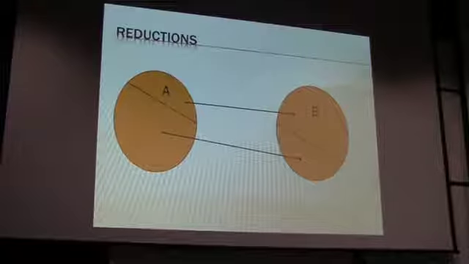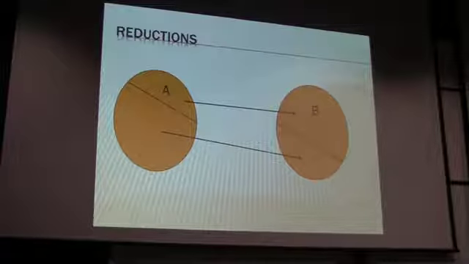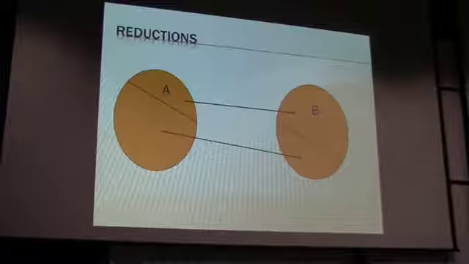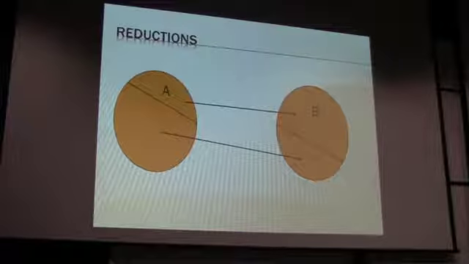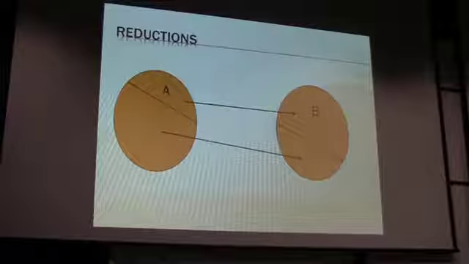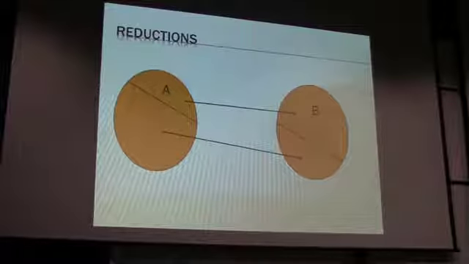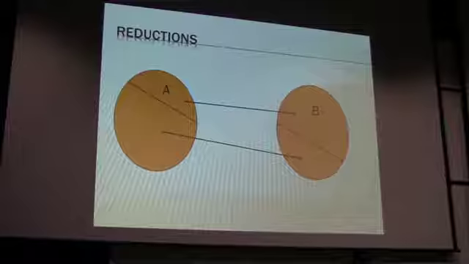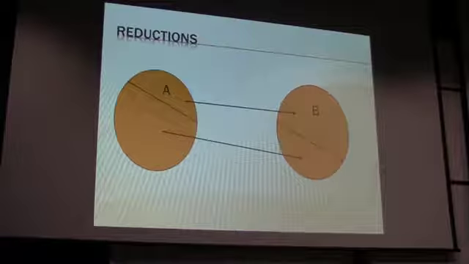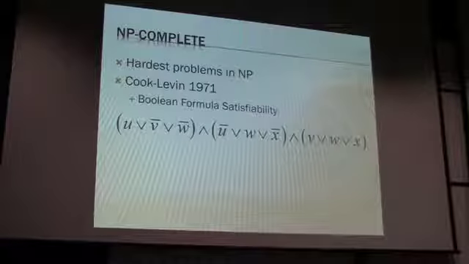And so if A reduces to B in this way, then in some sense B is harder than A, and A is easier than B. So that gives us a notion of relative hardness. But then it lets us ask questions like, are there hardest problems for NP? And in fact, there are, and they're called the NP-complete problems.